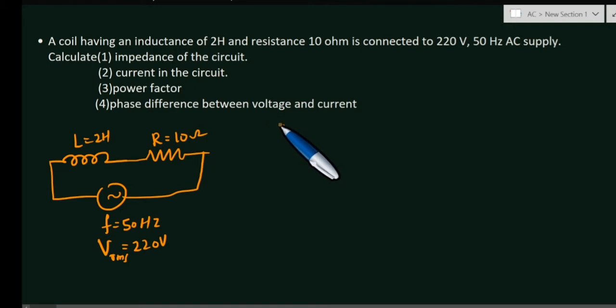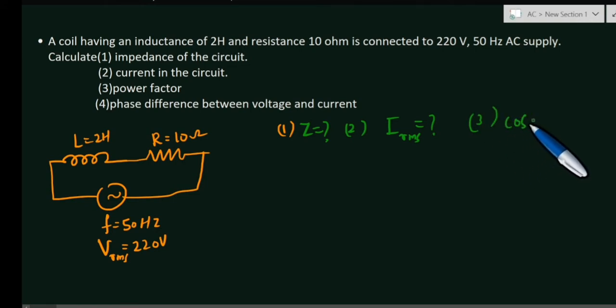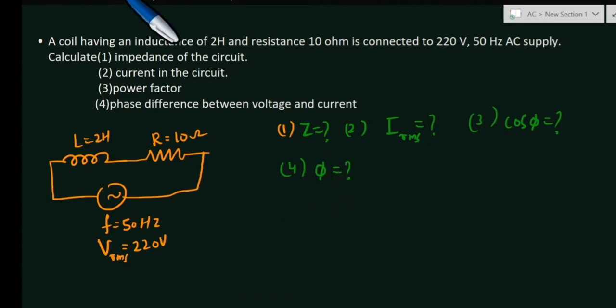First, they are asking what is the value of impedance in the circuit, and second, what is the value of current, that is Irms. Next, the third one, what is the value of the power factor cos phi, and the fourth one, what is the phase difference between voltage and current. So we'll start solving the problem.